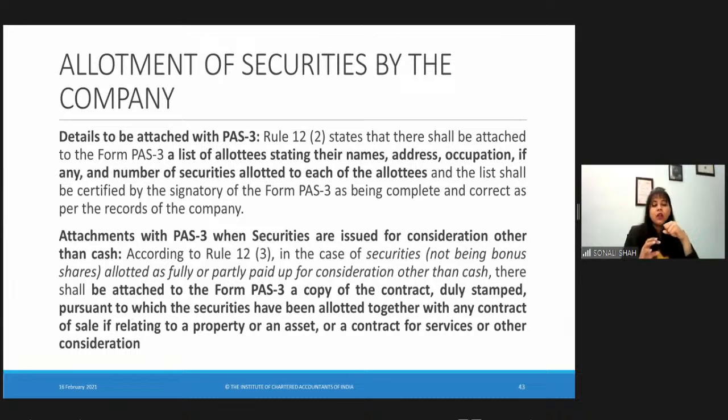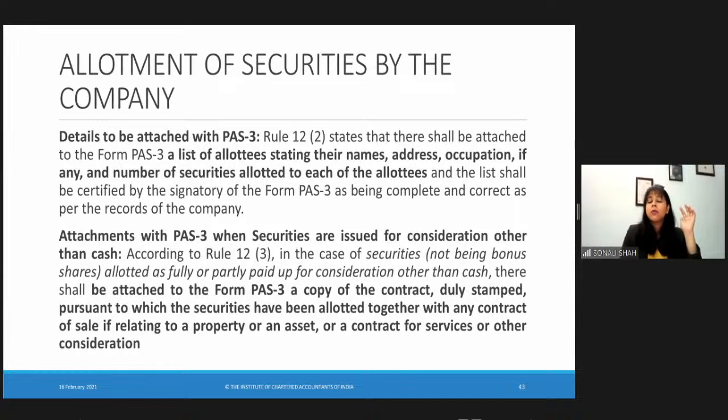Now, there are certain details that have to be provided when you are filing the return of allotment in form number PAS3. So what is this information? This is a return of allotment. Allotment of what? Allotment of securities. So who is this being done to? The securities will be allotted to the individuals who have put in the application for subscribing to the securities and whose applications have been approved, right?